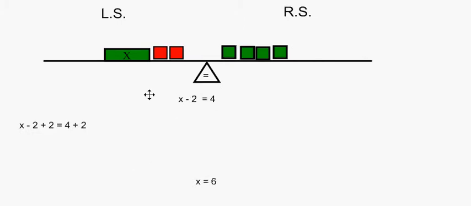But I can't remove two reds from this side because I don't have any two reds on this side. So what I could do is put some 0 pairs over onto the right-hand side. And by doing that, I haven't changed anything. I still have x and negative 2, and over here I have 4, and these are still zeros.